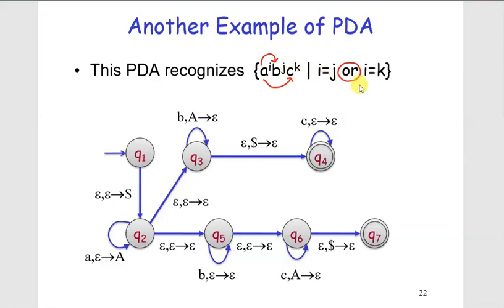In this example, the main alphabet is A. Once we read alphabet A, we need to push a symbol into the stack. We need to count how many A's, and then count how many B's or how many C's, so that the number of A must be equal to the number of B or the number of C.